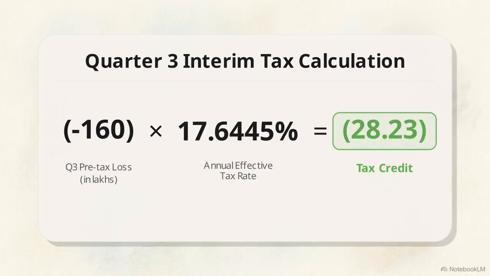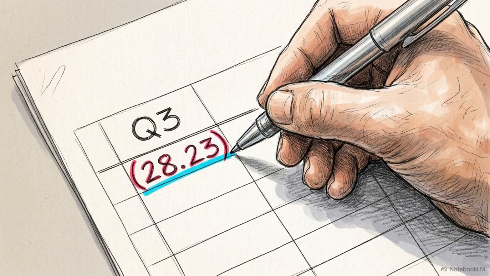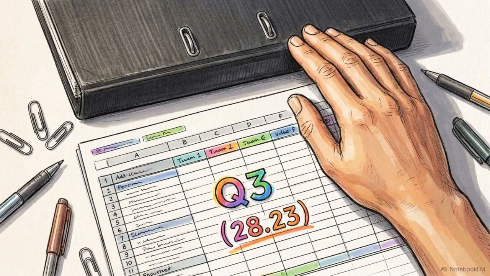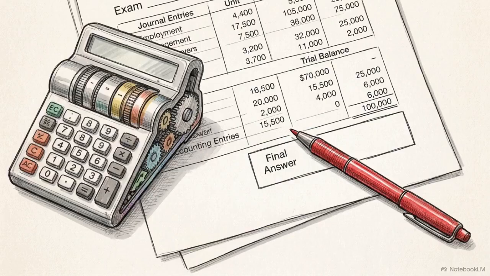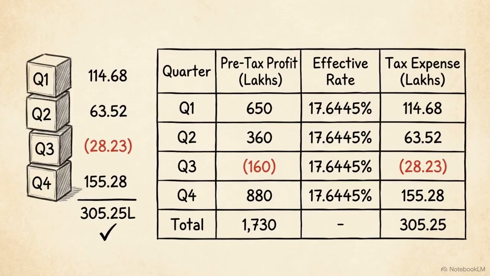Structurally, this operates as a tax credit, a specific financial saving generated by operating at a loss during that window. Ind AS 34 dictates that we recognize the tax benefit of a loss immediately in the interim period it occurs, rather than delaying it for a year-end reconciliation. Defensive exam strategies require you to verify your math. Before finalizing your answer, cross-check the quarterly allocations by summing them back together.